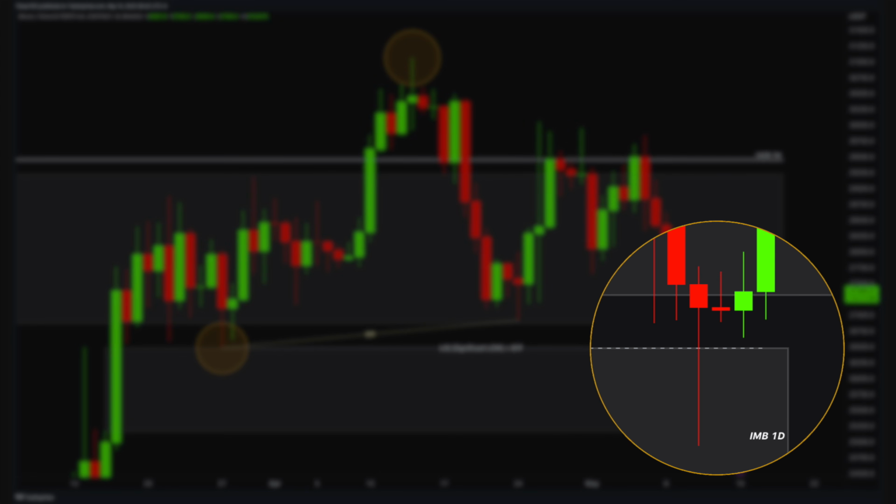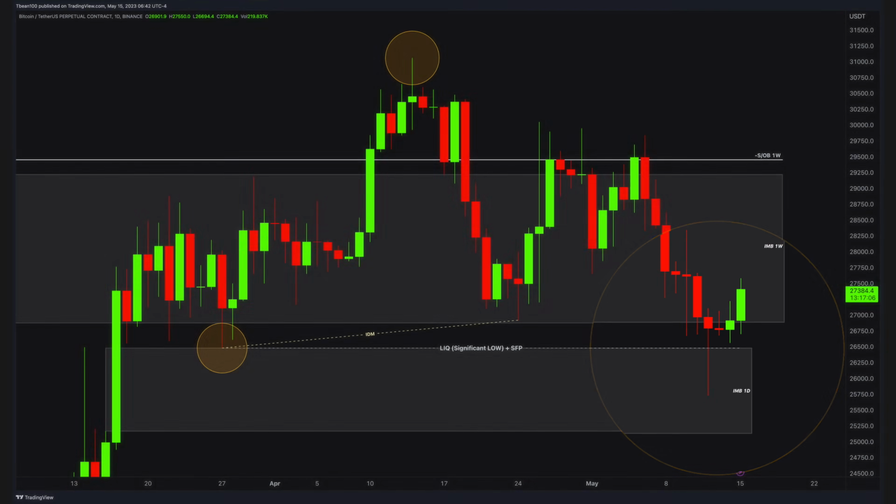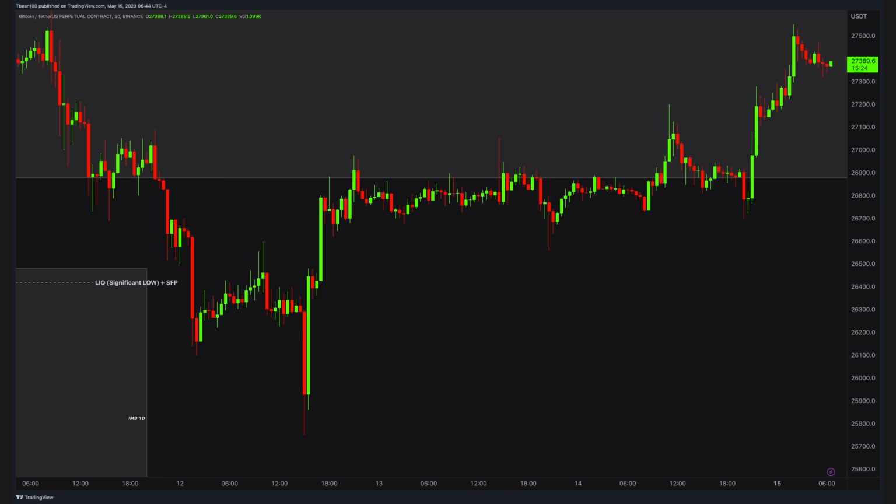Okay, let's zoom into this reaction point. I'll be focusing on lower time frames like 30 minutes. Now, as you can see, the daily imbalance is mostly filled and the significant low hunted. How does the price react here? Tell me where the market structure breaks. If you see the MSB, please type MSB in the comment section.